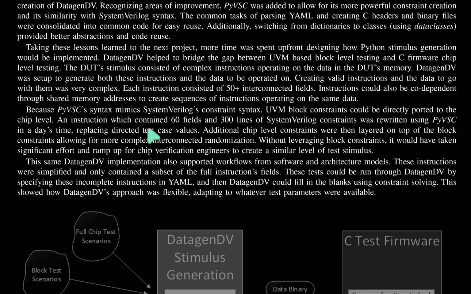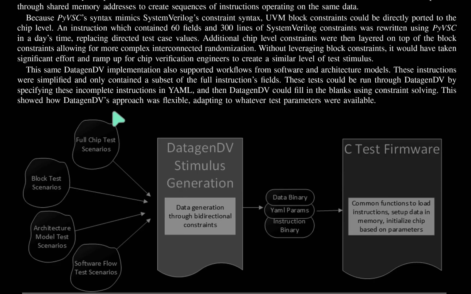Replacing directed test case values, arbitrary chip-level constraints were then layered on top of the block constraints, allowing for more complex interconnected randomization. Without leveraging logic constraints, it would have taken significant effort and ramp up for chip verification engineers to create a similar level of test stimulus.